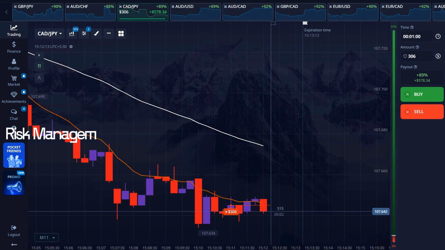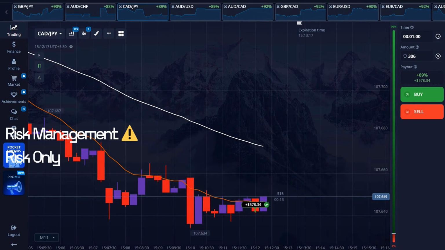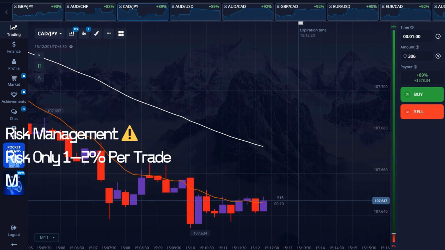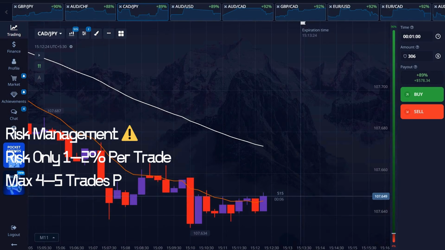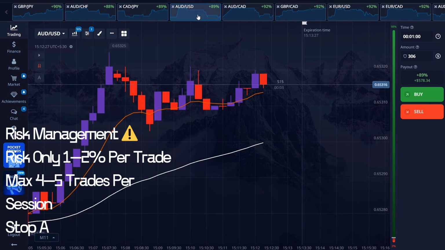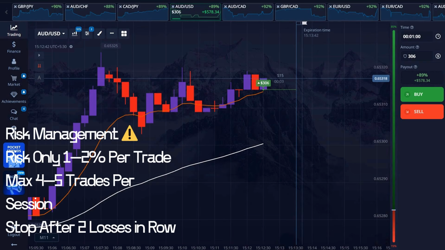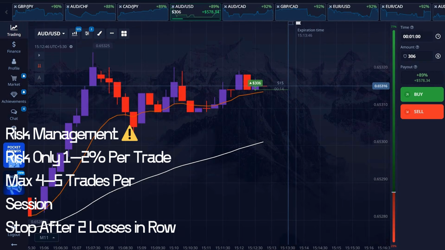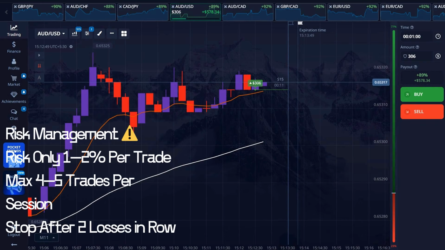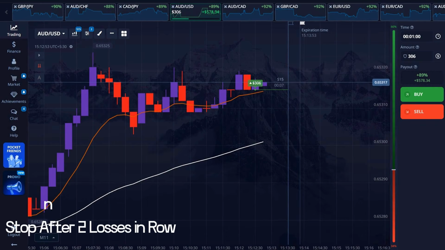Risk management. Risk management is very important. Binary can be tricky, so always risk only 1 to 2% of your balance per trade. 4 to 5 good setups in a session are more than enough. If you lose 2 trades in a row, stop trading and wait at least 30 minutes before starting again. Smart money management is the real secret to long-term success.